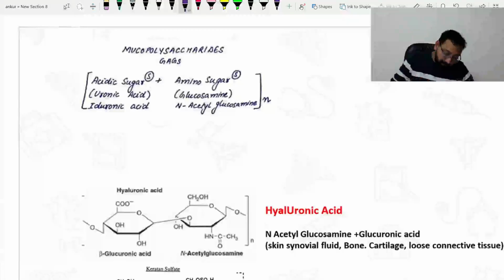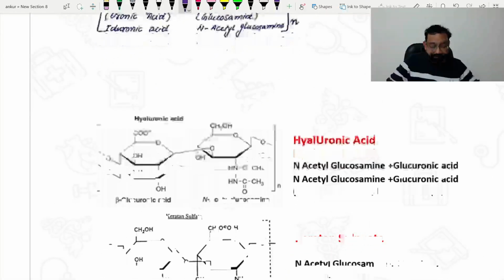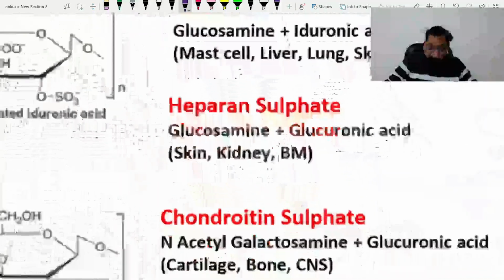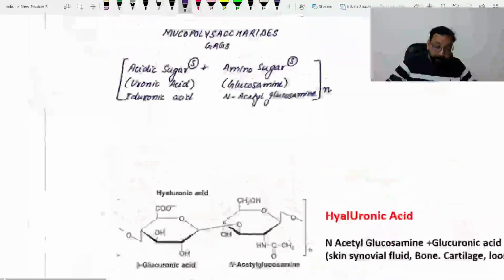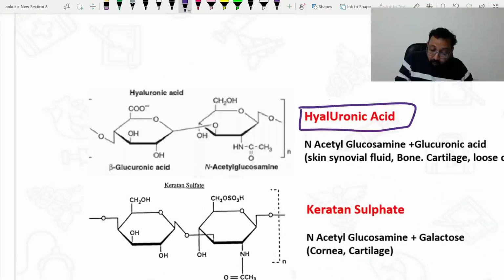Mucopolysaccharides. A recently asked question. Mucopolysaccharide has acidic sugar and amino sugar. Even if you don't remember anything, just remember that any mucopolysaccharide absorbs a large amount of water to form a mucoid structure. So this mucoid structure has a shock absorbing property. So hyaluronic acid, keratan sulfate, heparan sulfate, chondroitin sulfate, dermatan sulfate, they are glycosaminoglycans or mucopolysaccharides, and all these have a common structure except hyaluronic acid has no sulfate.